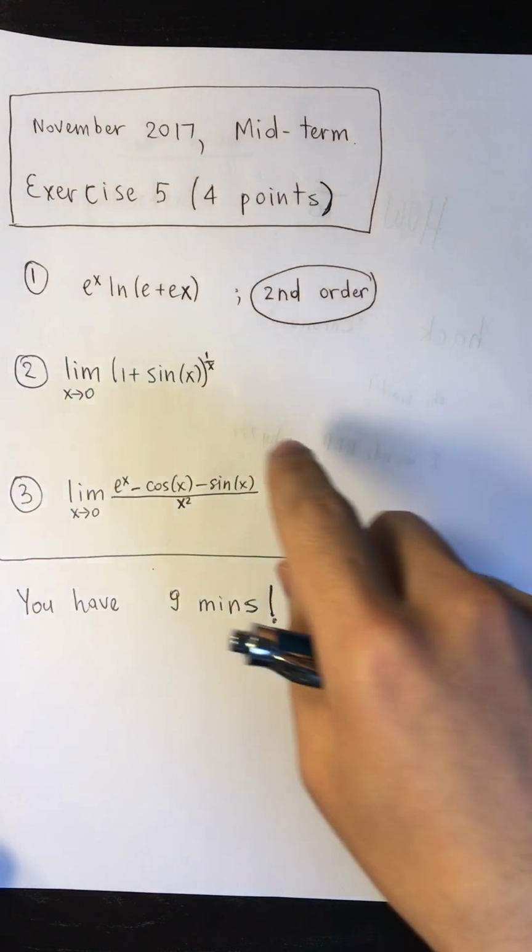It's what we learned in exercises 8, 9, and 10. This one comes from 10 and 10, but this one comes from 8 and 9. Second order, and this is the question.